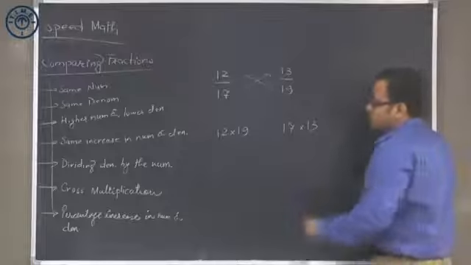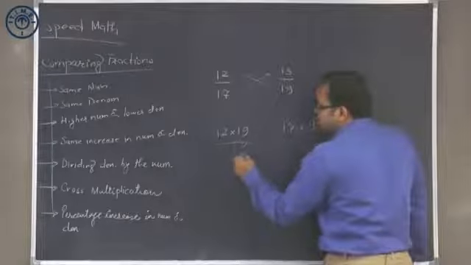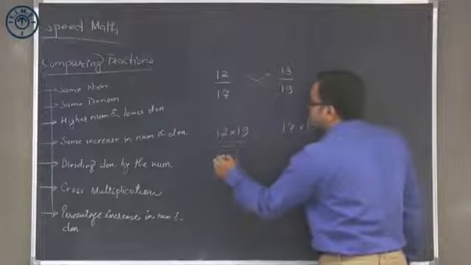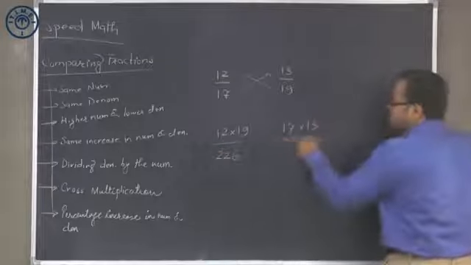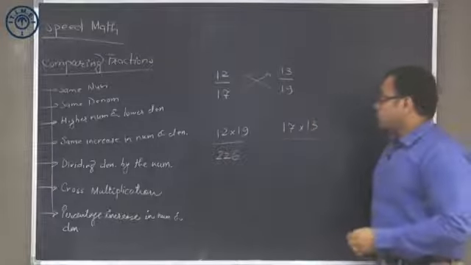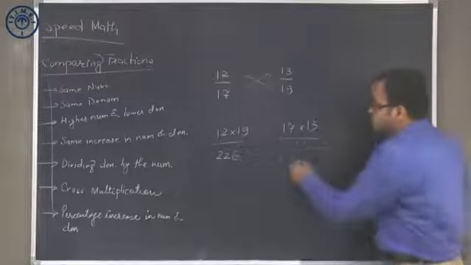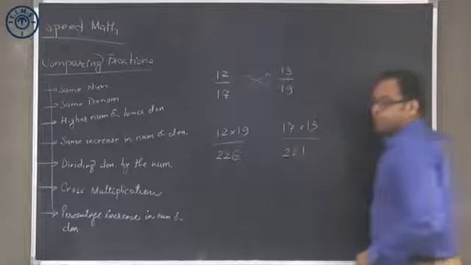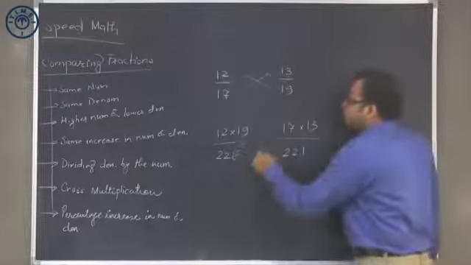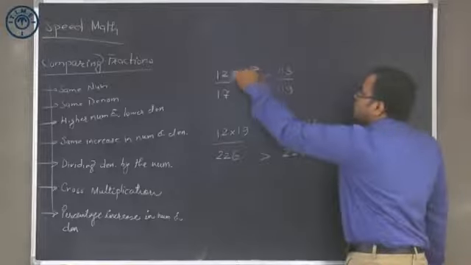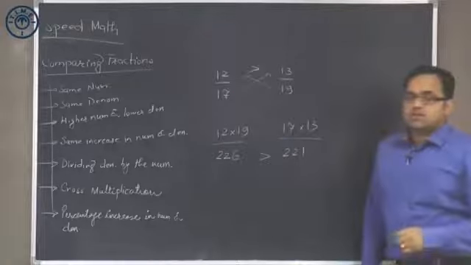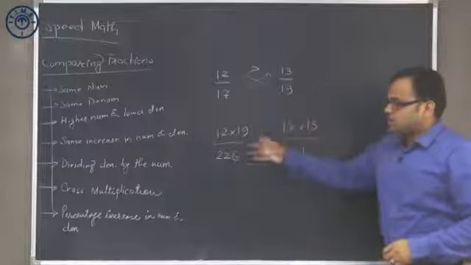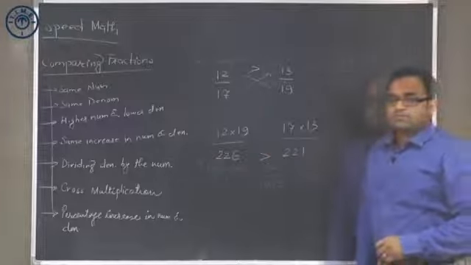Now 12 into 19 is 19 2 is 38, 19 plus 3 is 22, so this is 228. 17 into 13 is 221. 228 is greater than 221, so therefore the first number is greater than the second number. This is very simply cross multiplication of the two numbers.